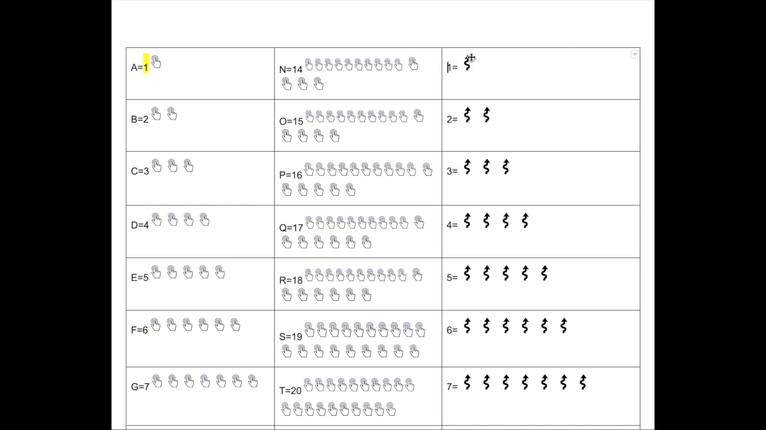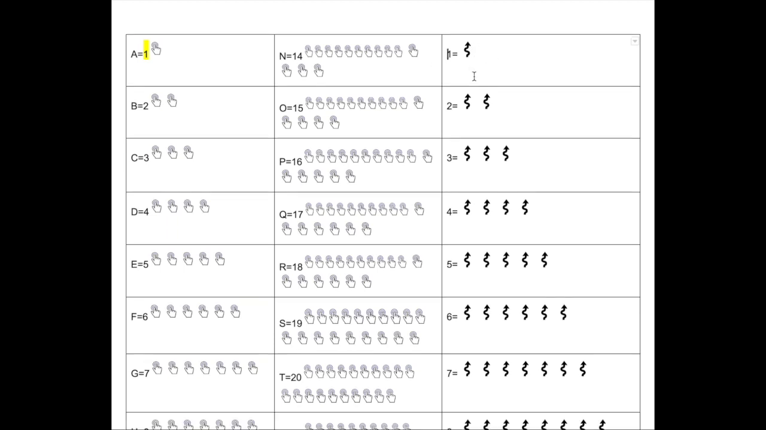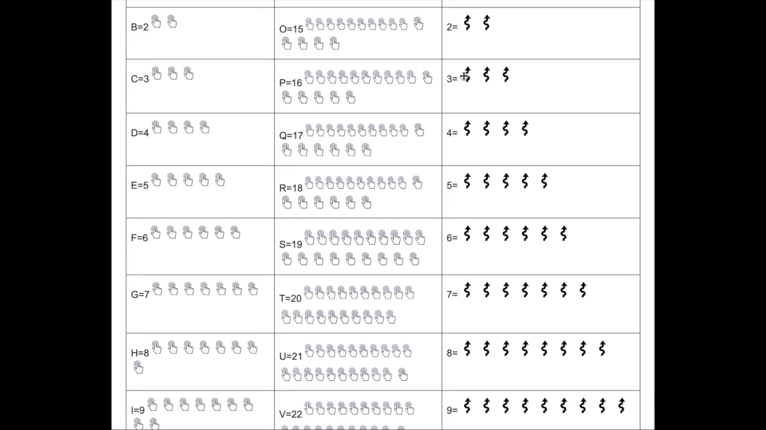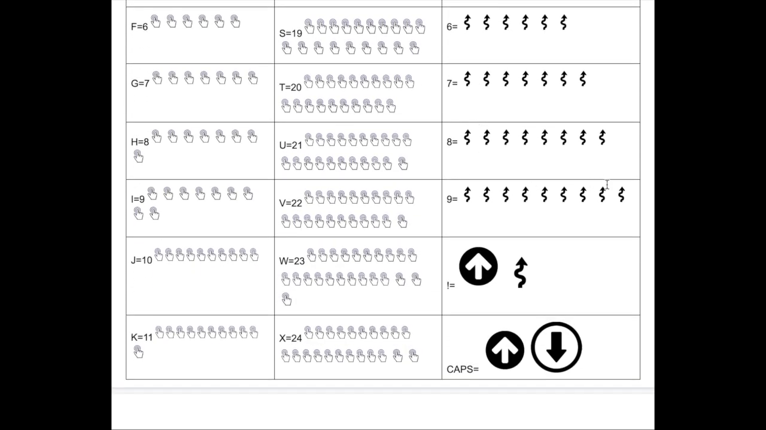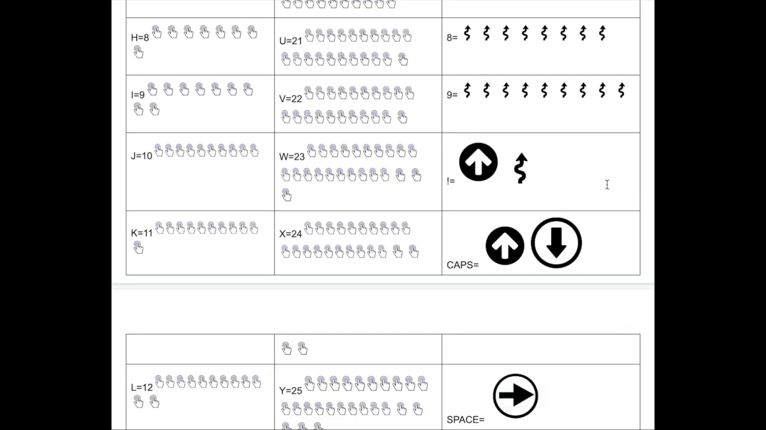For our numbers, we decided to do squiggles, so one side-to-side squiggle is the number 1, 2 is 2 side-to-side, and so on. The numbers end up working in a very similar way to the alphabet, where one movement equals 1, and then 9 movements equals 9.